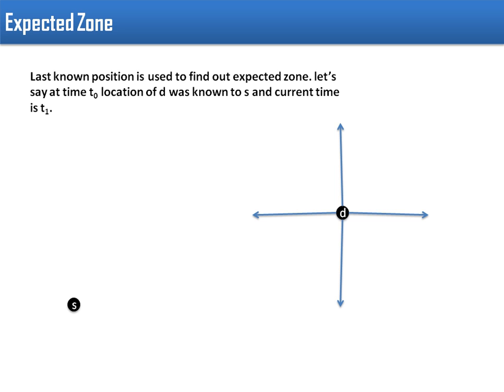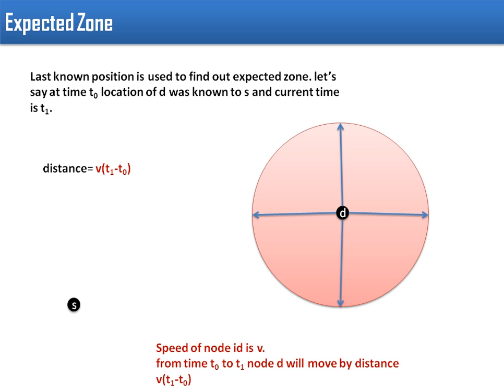So this distance can be covered in any direction. So here this is the formula given. This is the distance which is covered by destination D in the time span T1 minus T0. So the shape of expected zone is considered a circle. So at time T1, node D can be found in this area. Why are we using a circle? Because D can move in any direction.